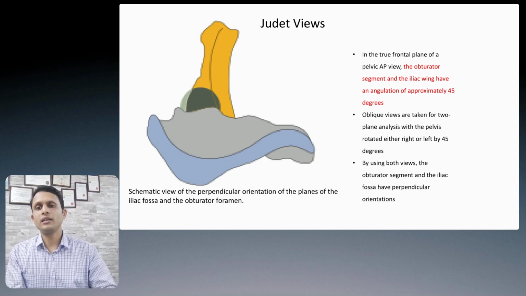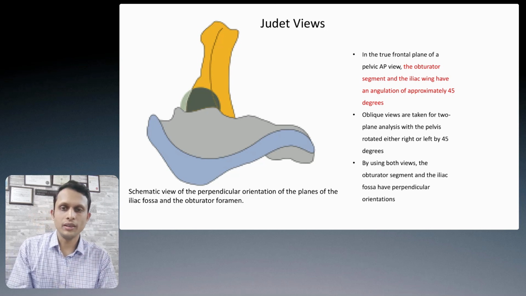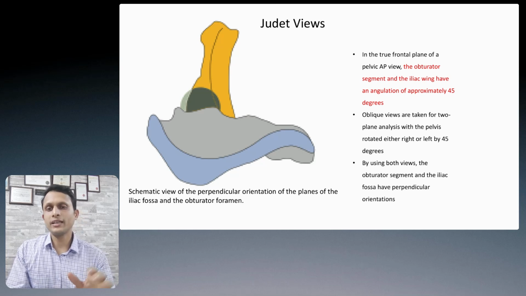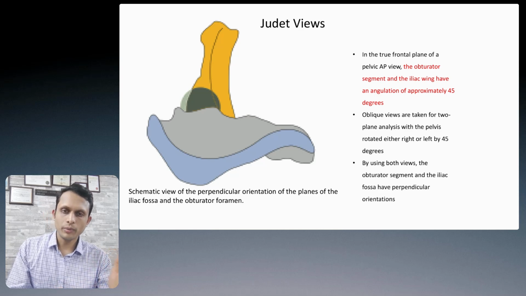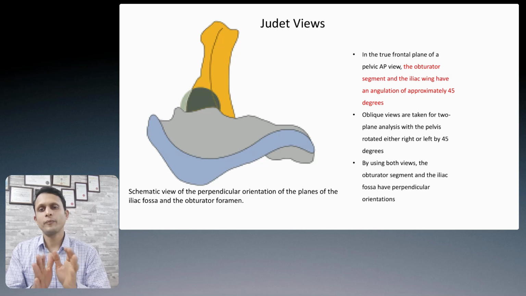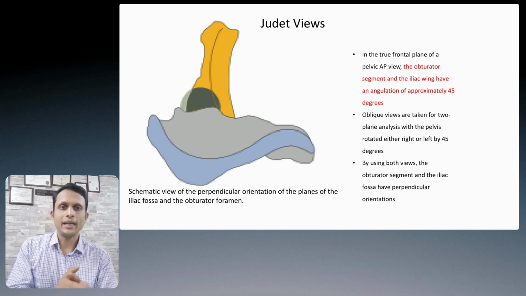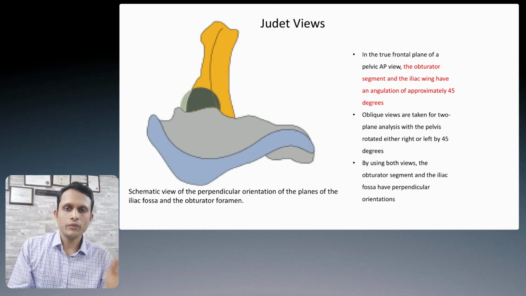So why does one require Judet views while taking X-rays? This image gives a beautiful example. The iliac fossa and the obturator foramen have a perpendicular orientation, so they are oriented at 90 degrees to each other. To get a complete profile, we have to take an iliac view and an obturator view to give us an idea regarding the posterior column and the anterior column respectively.